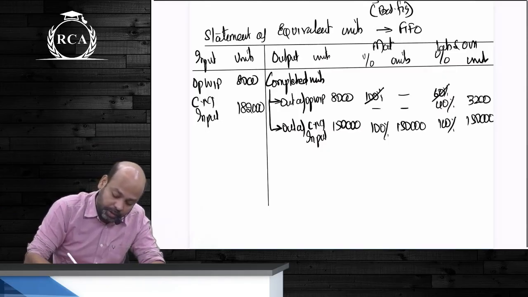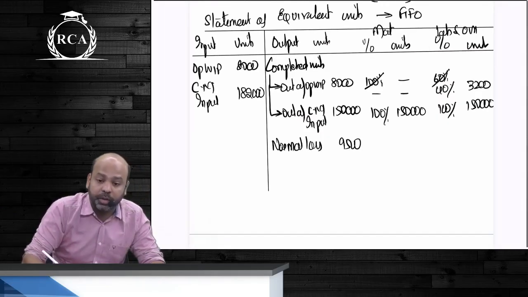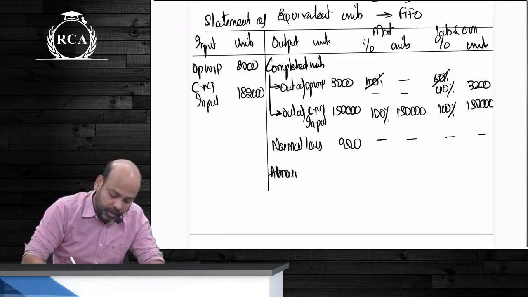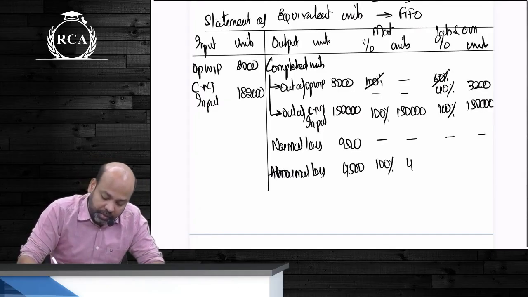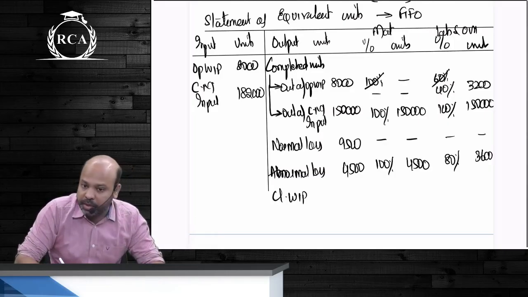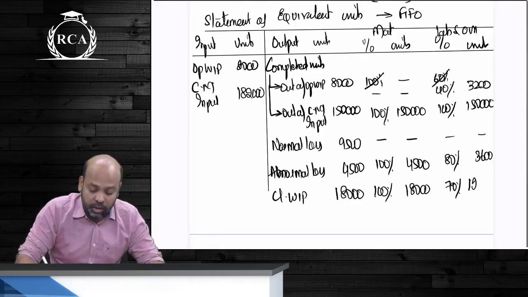1,50,000. Normal loss is how much? 9,500. What should I write under degree of completion? Normal loss is always considered at 0. Abnormal loss will be 4,500. How much will be the degree of completion? 100% for material and 80% for labor and overheads. Closing work in progress, how many units? 12,000, 100% for material and for labor and overheads. Understood the presentation?